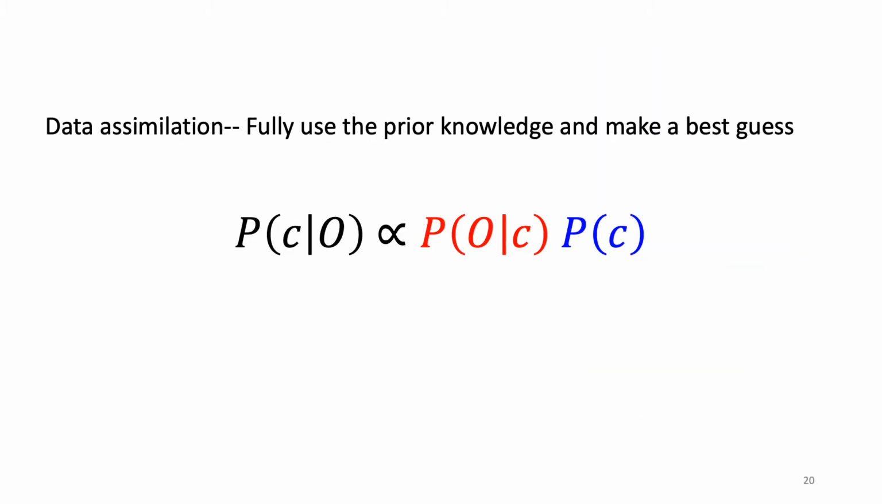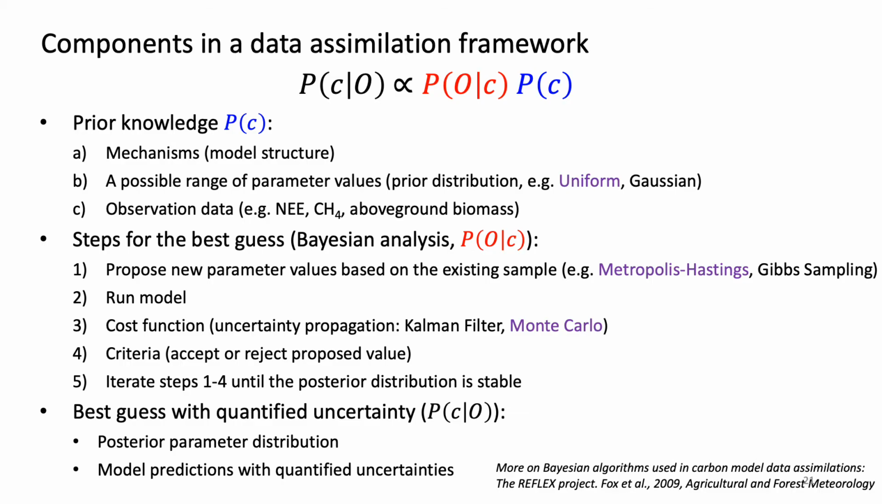In its mathematical form, data assimilation seeks to make a best guess with the existing prior knowledge, which is on the right side of the equation. Let's review the basic components in the data assimilation framework. Prior knowledge, labeled in blue, includes the process-based mechanism within the model structure and a possible range of parameter values based on empirical data. And finally, observations such as net ecosystem carbon exchange, methane emission, and above-ground biomass, etc.